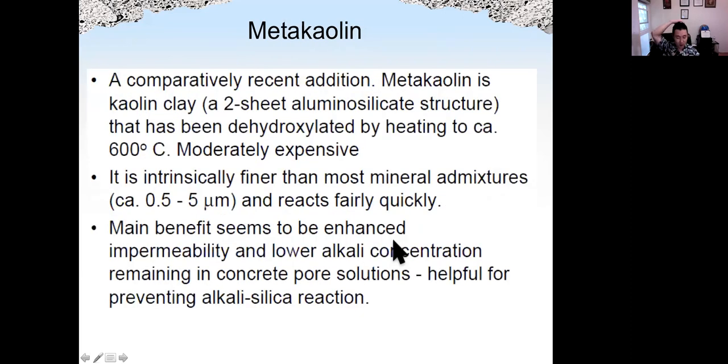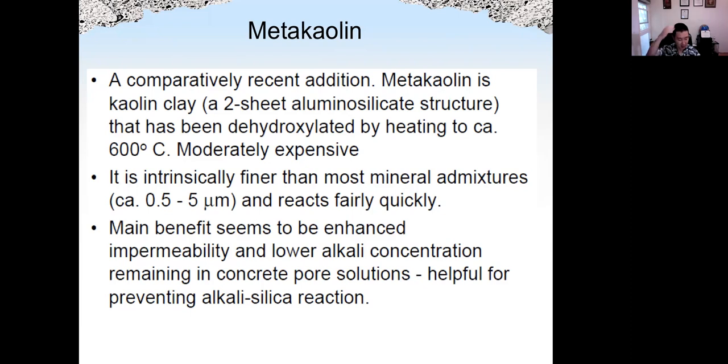The next pozzolan is called metakaolin. It comes from kaolin, which is a type of clay. The kaolin clay is dehydroxylated, which means we get rid of hydroxide ions by heating up the clay to 600 degrees Celsius.